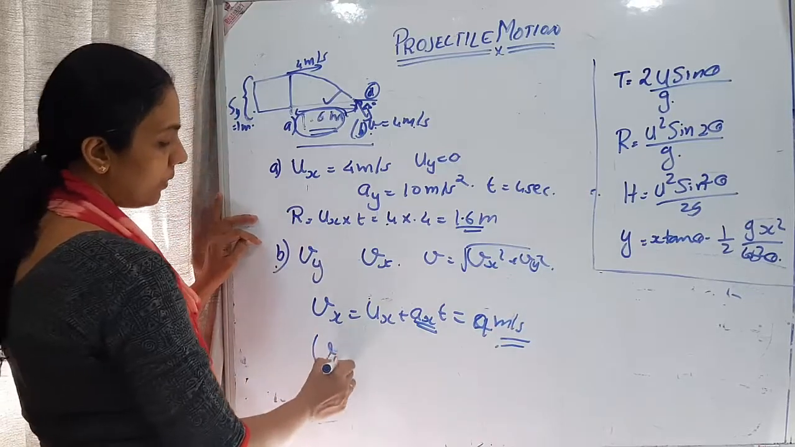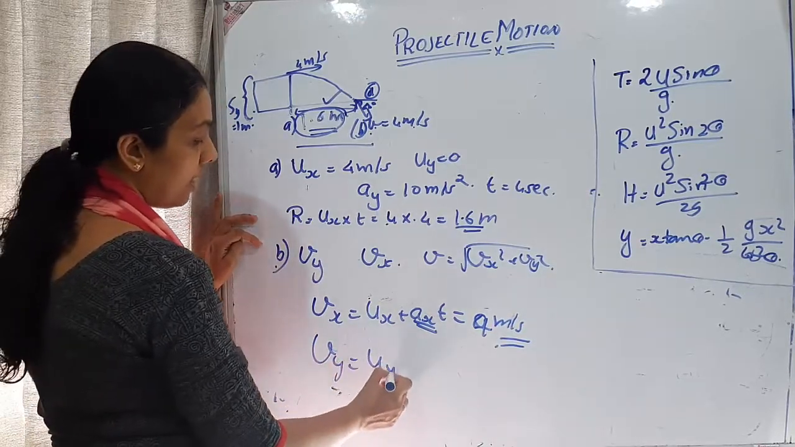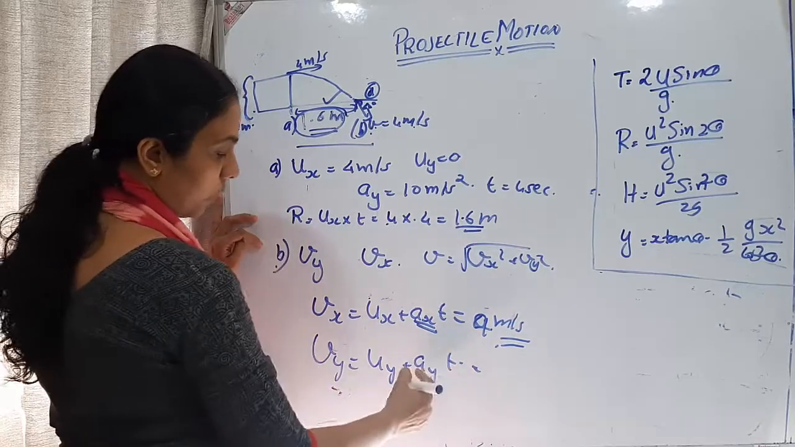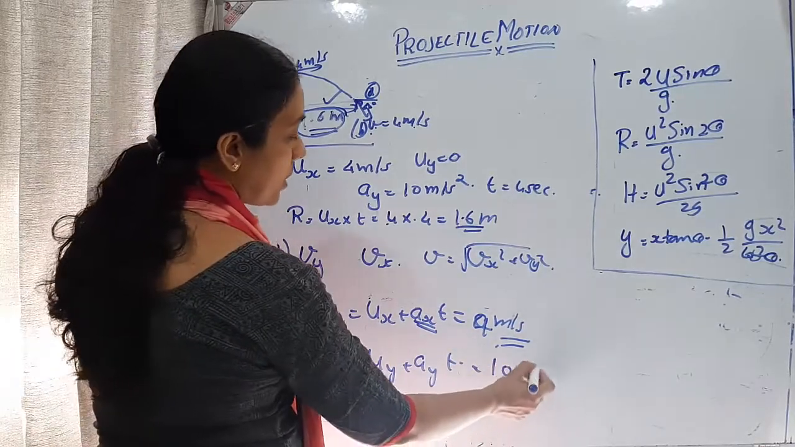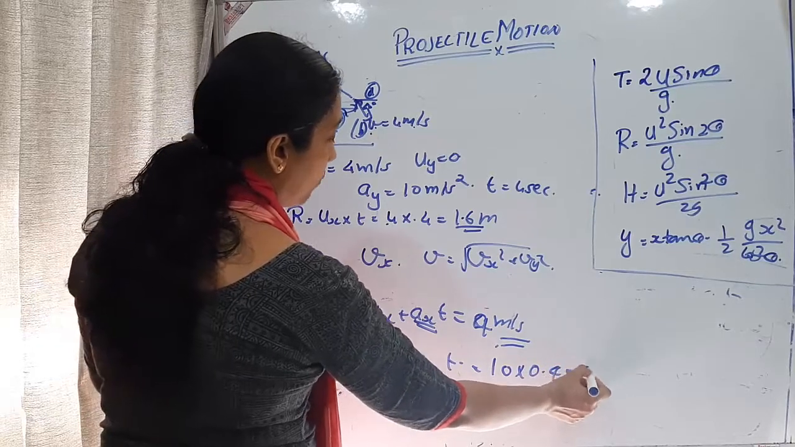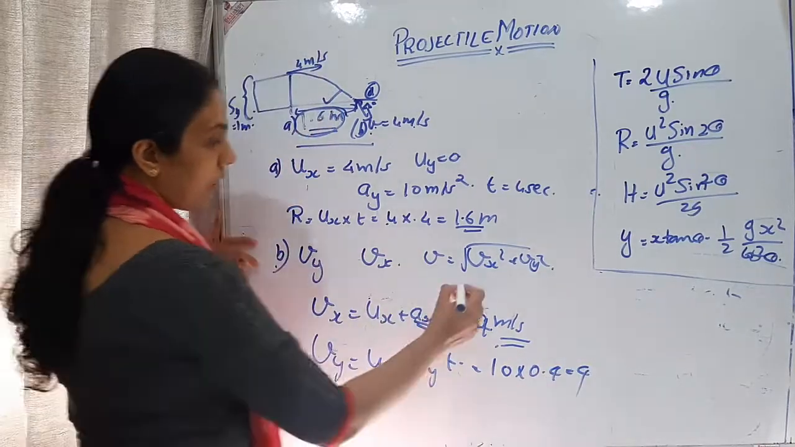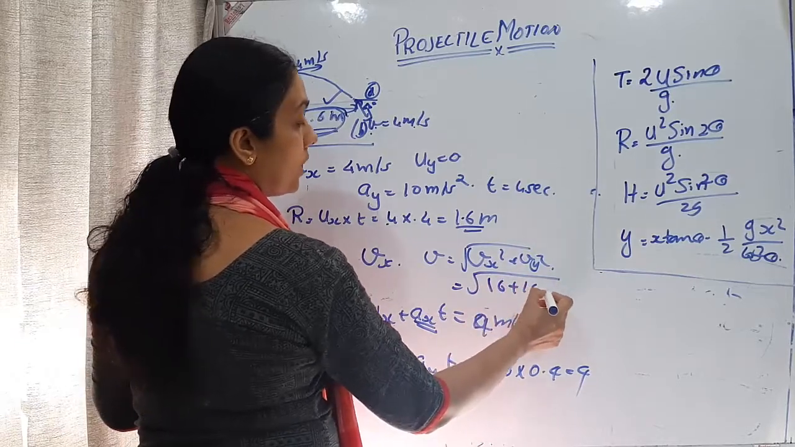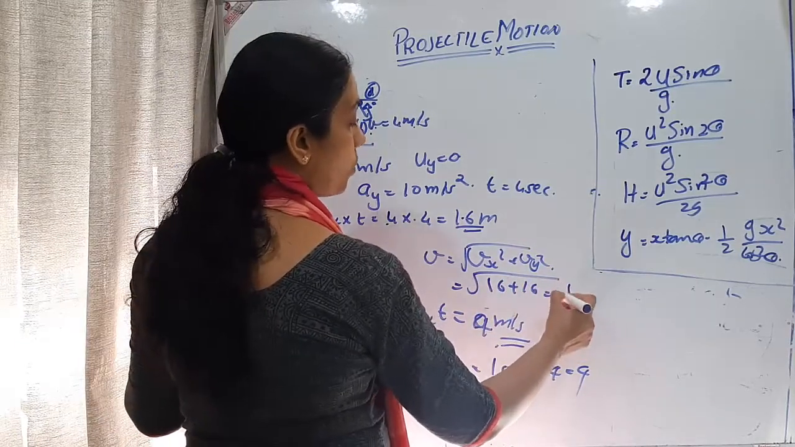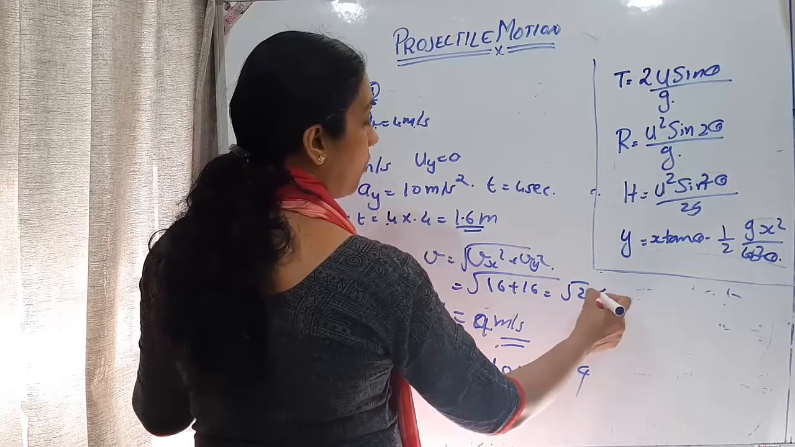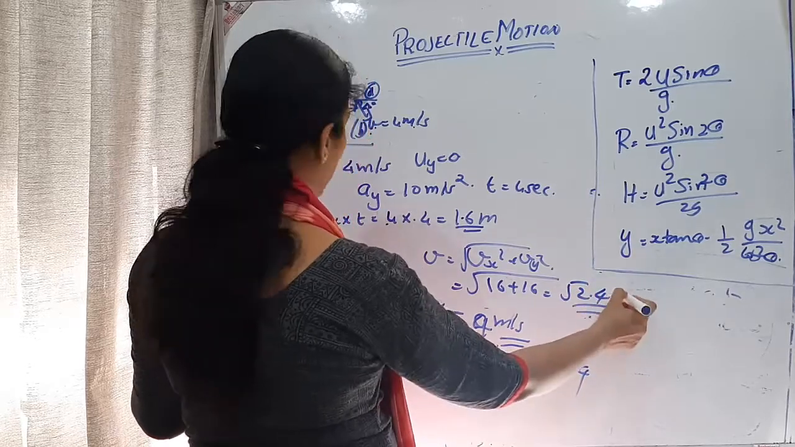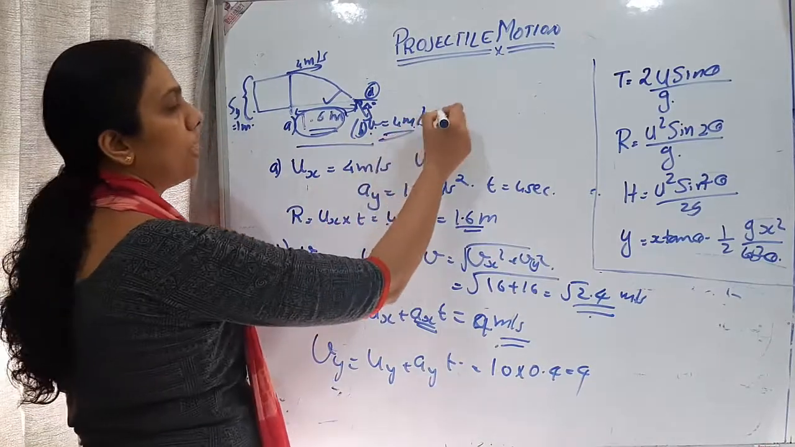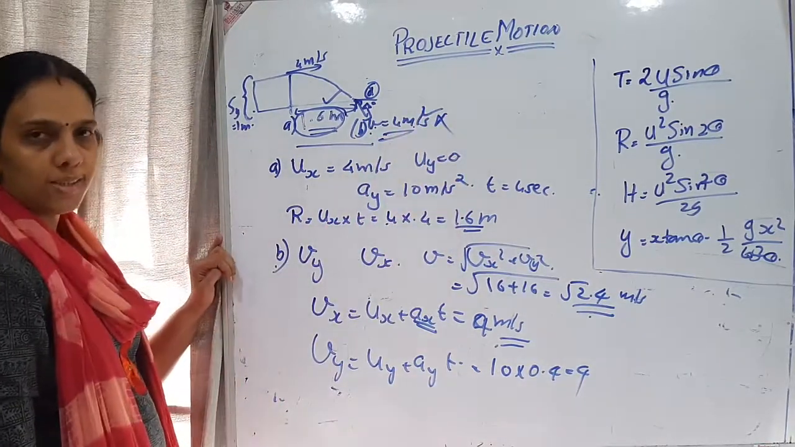Next is Vy. V equals Uy plus Ay into T. What is Uy? Uy is 0, Ay is 10, t is 0.4, so it is again 4 meter per second. How can we find out V? V equals root of 16 plus 16, so root of 32, or we can write it as 4 root 2 meter per second. So here it is wrong, here it is given as 4 meter per second, so that option is wrong.